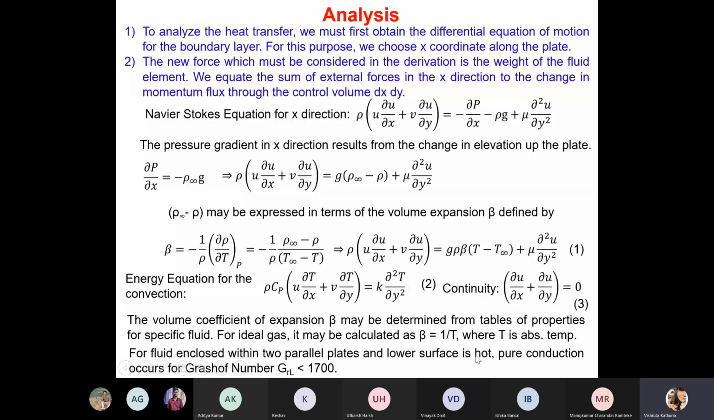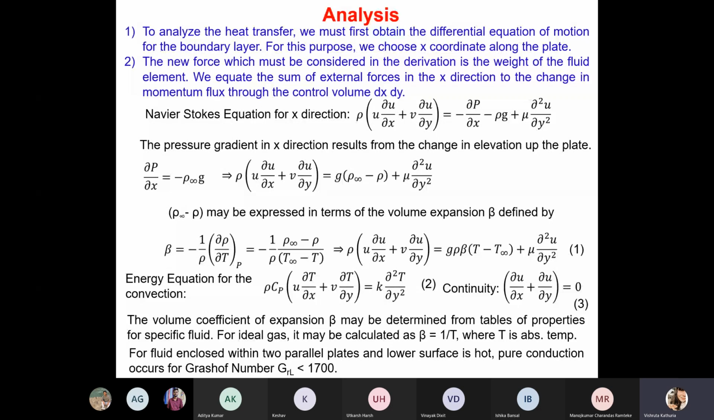But what's the logic behind it? The logic behind it is, in this case, we are assuming that at a steady state, if the amount of material is going in, the same amount has to go out. That is what the continuity is.